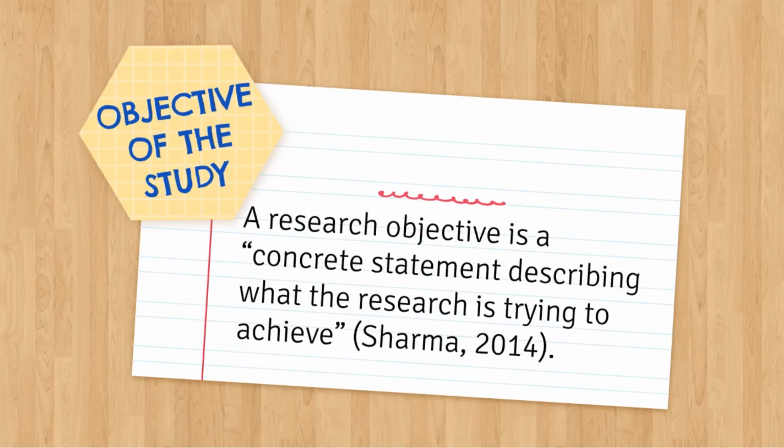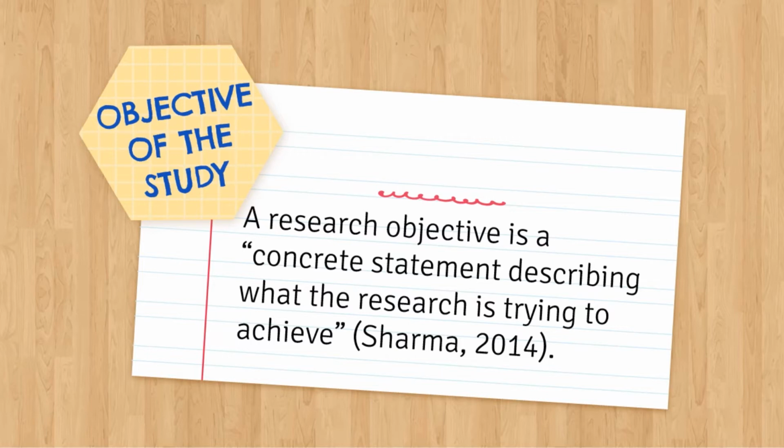A research objective is a concrete statement describing what the research is trying to achieve (Sharma, 2014). In short, the research objectives are the specific accomplishments the researcher aims to achieve at the end of the study. In your research, what are the research objectives you want to accomplish? I hope you're thinking about it now.